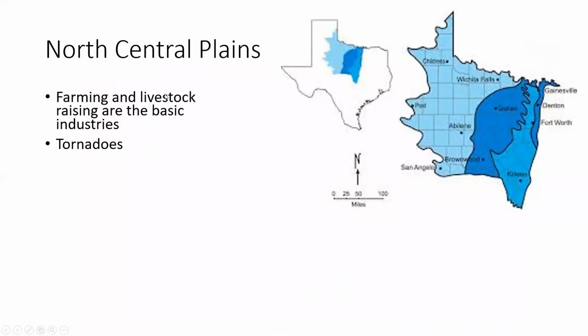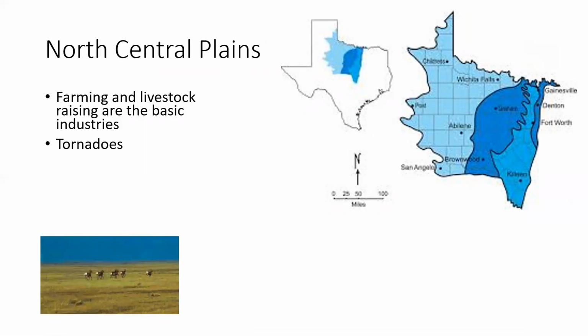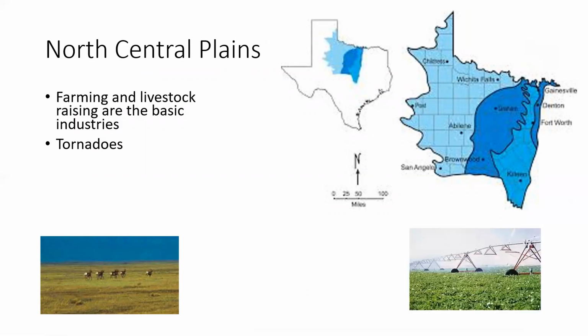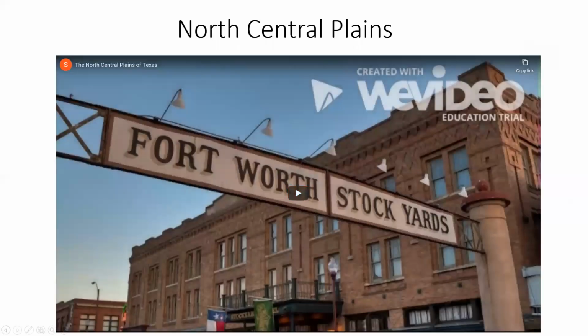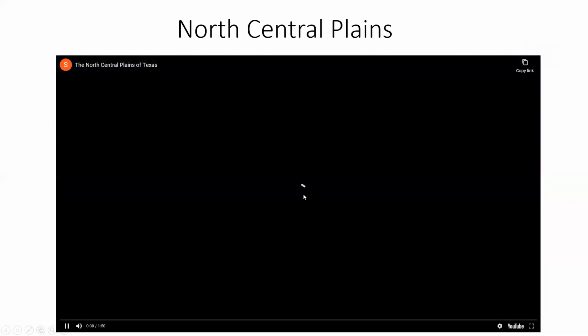So to the east of the Great Plains, you have the North Central Plains. In this particular area, we have a lot more water, starting to go down in elevation, and farming and livestock are the main industries. In this area, they also tend to have a lot of bad weather, like tornadoes, but very plentiful with farming and livestock. We're going to start to see some major cities, like Fort Worth, a big city in this area, and Waco.